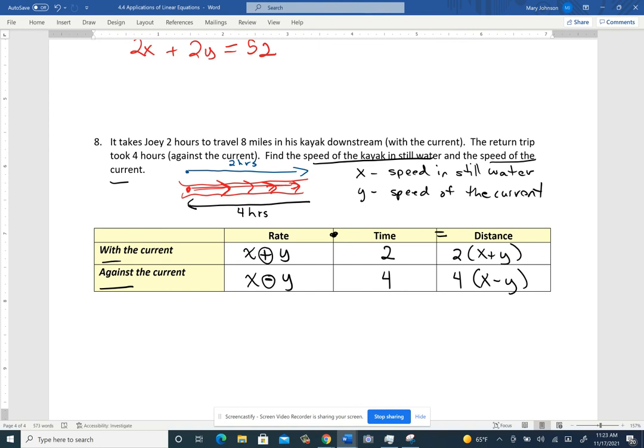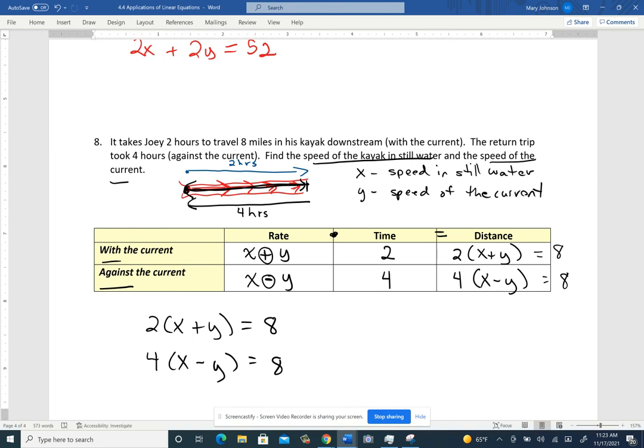Well, wasn't the distance the same? Like he went from one spot to there, and then he just turned around and came back. So each of those are going to be 8, aren't they? And that's actually going to be your 2 equations. 2 times (x plus y) would equal 8, and 4 times (x minus y) should also be 8. The distance was the same for both of those.